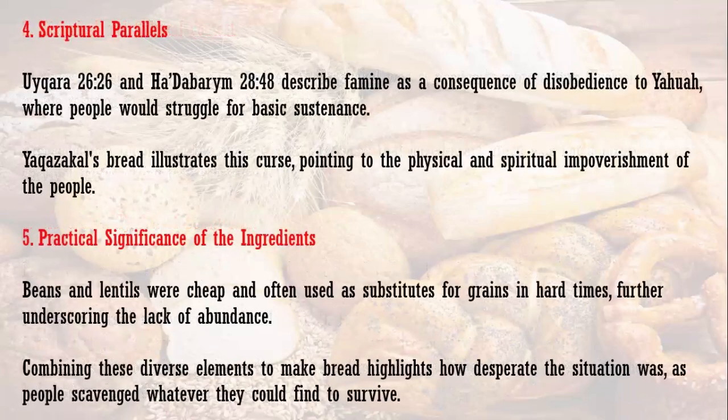Continue. So number 4, scriptural parallels. So Vayikra or Leviticus 26, verse 26, and Devarim 28, verse 48, we know describe famine as a consequence of disobedience to Yahuwah, where people will struggle for basic sustenance. Now Yechezqel's bread illustrates this curse, pointing to physical and spiritual impoverishment of the people. What does Vayikra 26:26 say? Can someone find that for us?